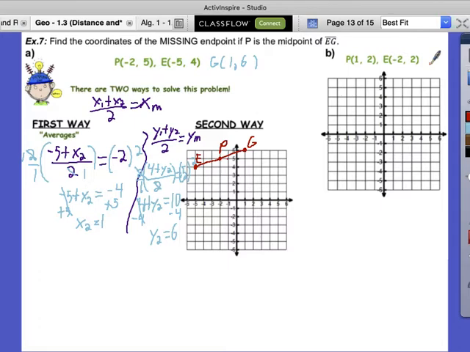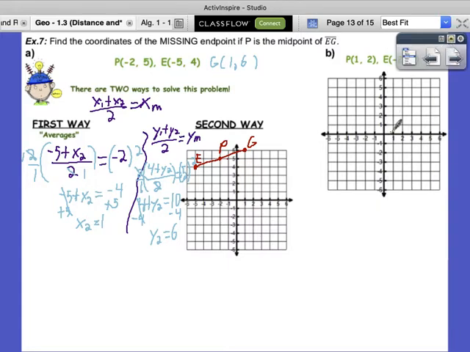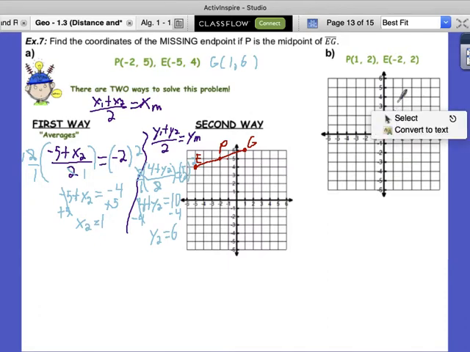All right, let's talk about this one up here a bit. If I plot these points, I have P at 1, 2. I have E at -2, 2.